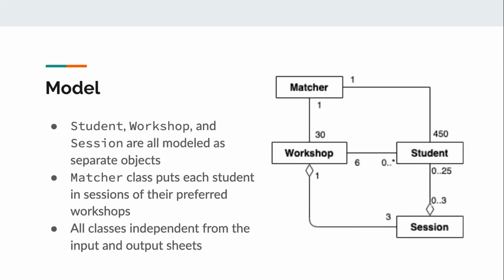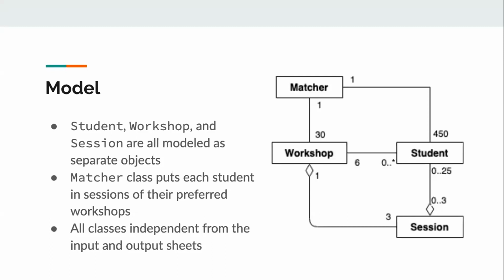Here we use a matcher class, which handles the operation itself, the act of matching, and it attends to this large number of students and workshops. The student knows about workshops only as it has 6 preferences for workshops, and that's their relationship. And then the matcher assigns students to sessions of a workshop, 3 of them, as we talked about earlier.